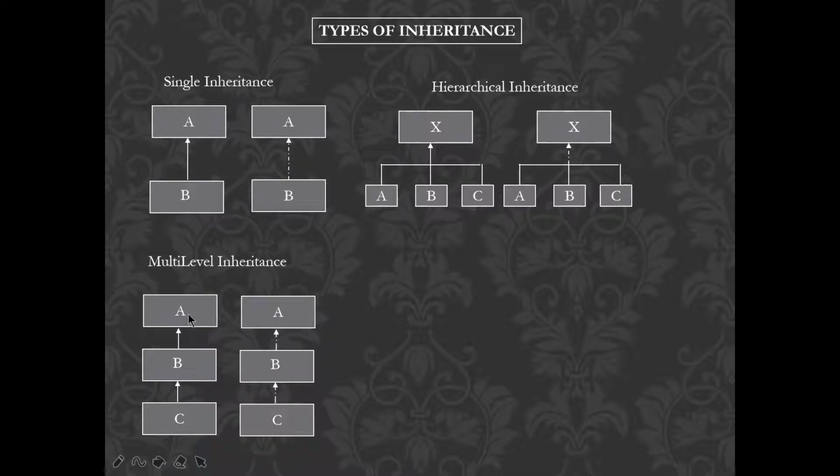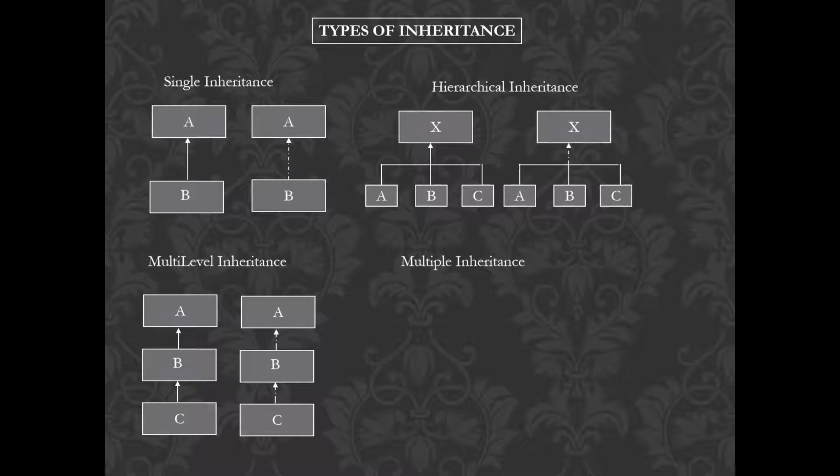Observe here, A is the superclass of B, B is the superclass of C, C is the subclass of B, and C is the subclass of A also. In this case A, B, C all are classes. Here A and B are interfaces where C is extending that one. So this is multi-level inheritance.